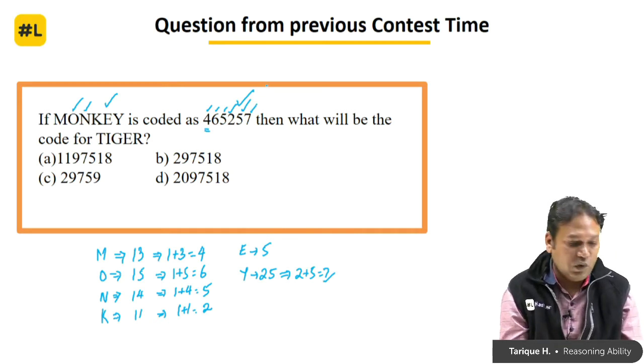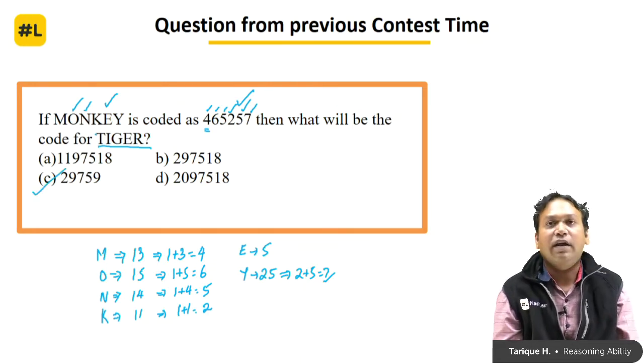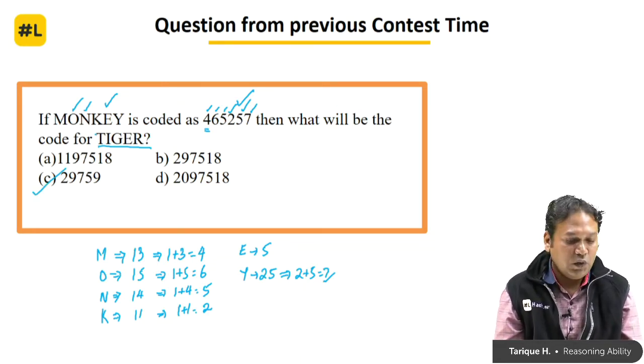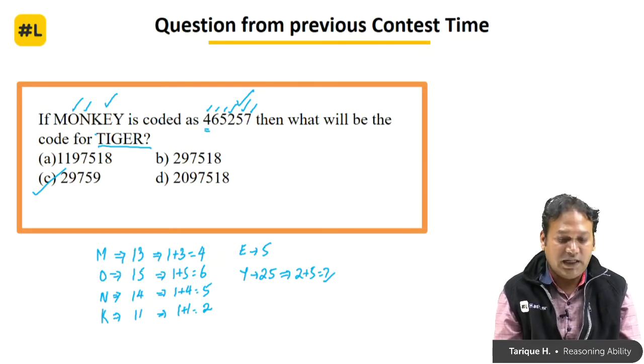So the same thing you do with the word tiger, the answer will be C, 29759. T is 20, 2 plus 0 is 2. I is 9, G is the 7th letter, E is the 5th letter, and R is 18th, 1 plus 8 is 9.